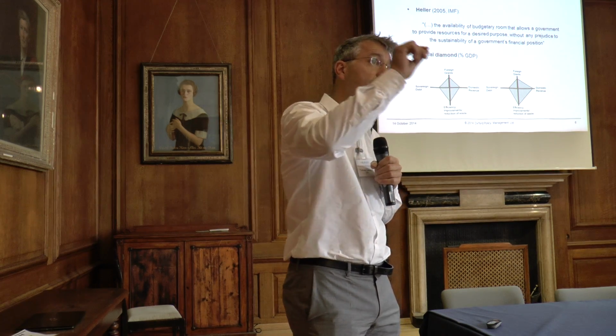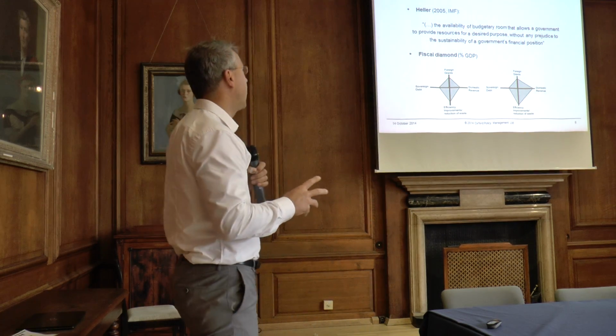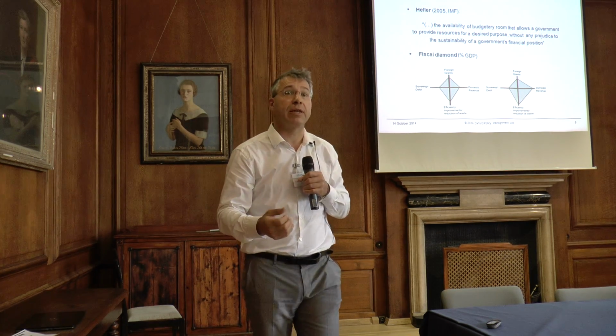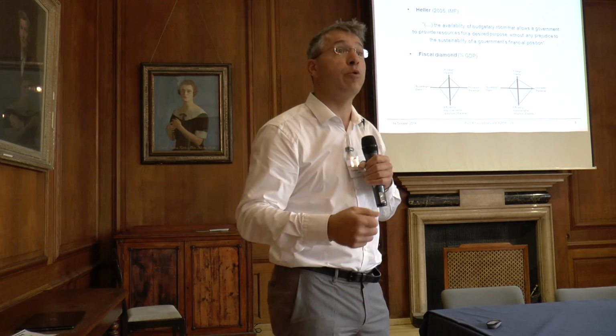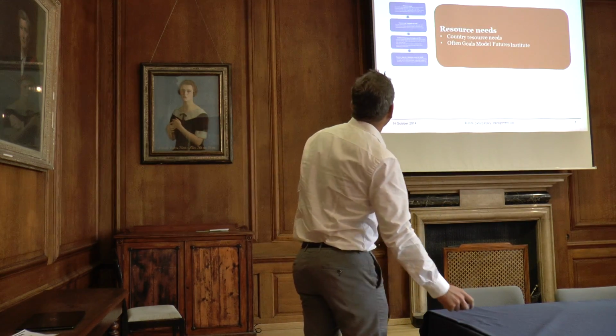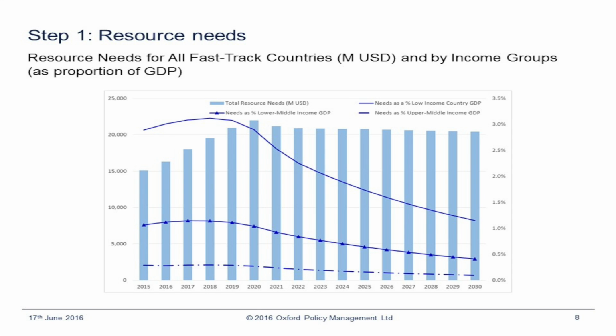We look at each of the corners of the diamond to say: donors, can they do more? Public budget, can it do more? Borrowing, can it do more? Technical efficiency, can it do more? So if we start with step one, that is an example of a resource need.